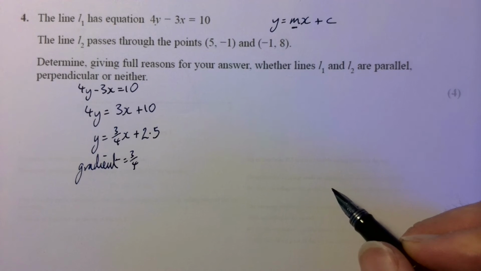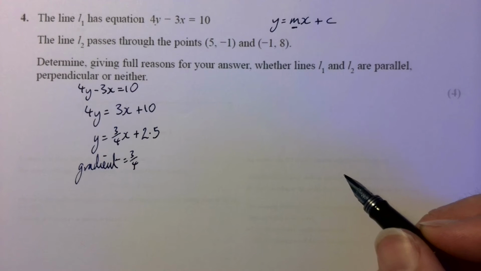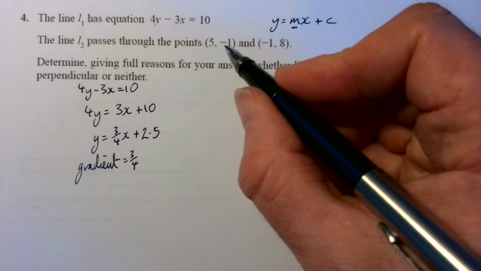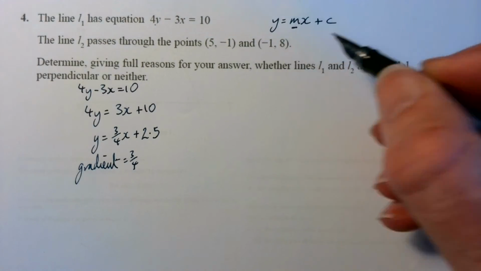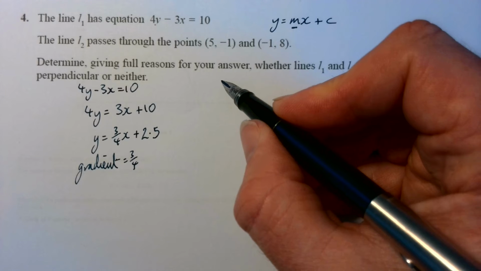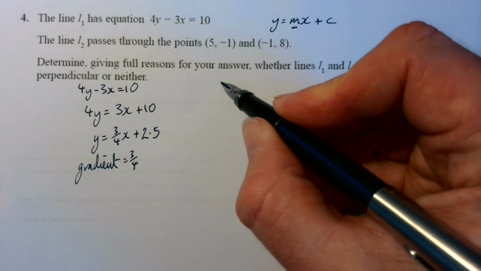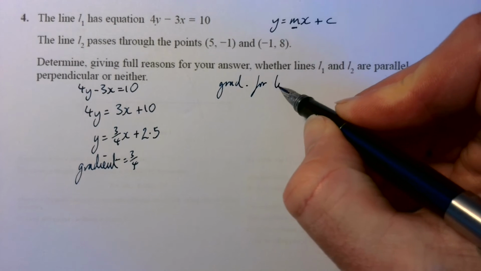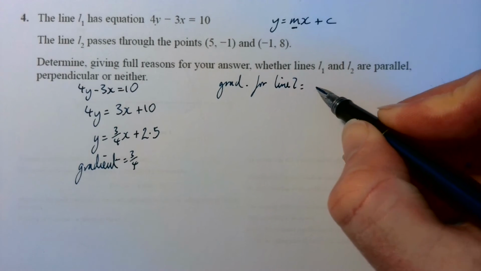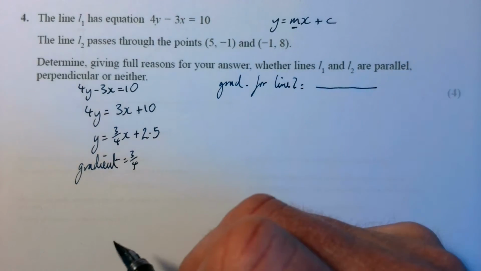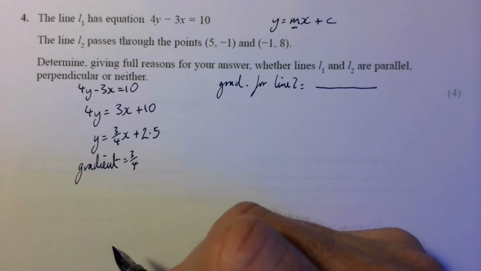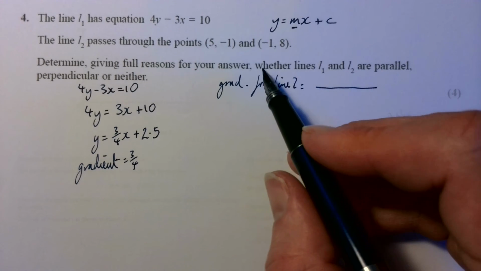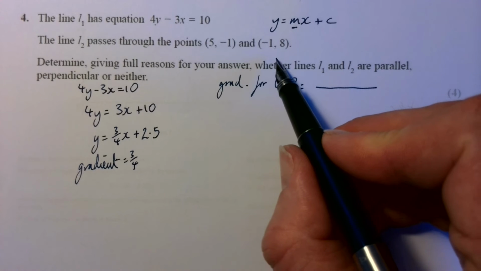Now this one's a little easier. There's two ways of going about this. You can do this by just remembering the formula for the gradient, because all you need to know is the gradient. So you could say that the gradient, or m for line 2, is going to be the difference in the y coordinates divided by the difference in the x coordinates. But you've got to be careful to do the same one from the same one each time.